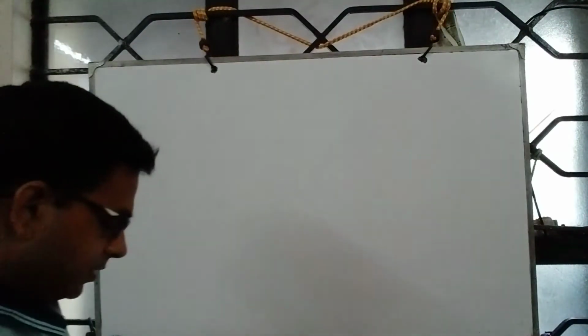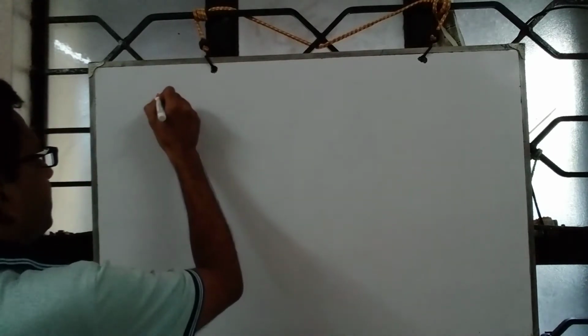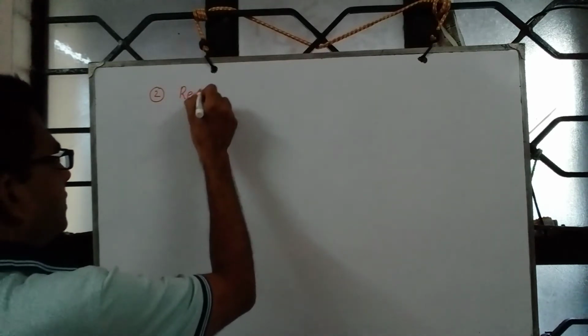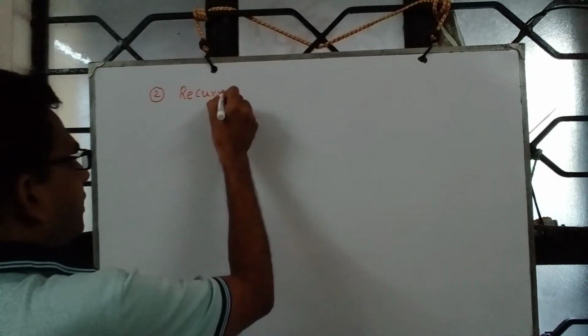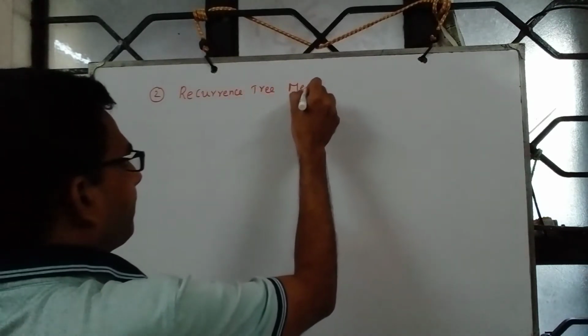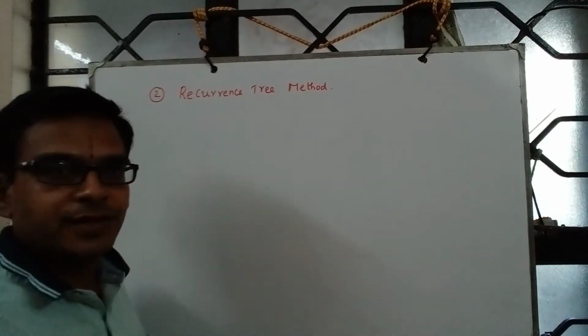So having discussed recurrence relations and the solution to that using substitution method, we shall next look at the second method, which is recurrence tree method. So the idea is the following.